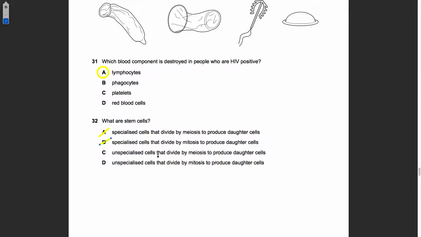So they're unspecialized. Do they divide by meiosis to produce daughter cells, or do they divide by mitosis? So we're looking between these two words. Meiosis is all about producing gametes. So that's your sex cells, your sperm, your egg cells, and so on. So no, that can't be right. Not meiosis. They divide by mitosis, just normal cell division.